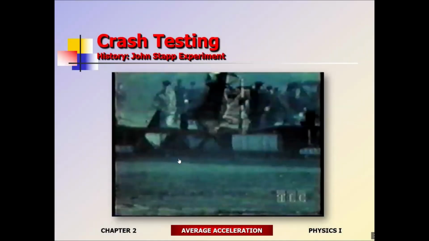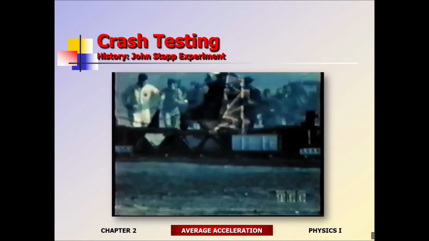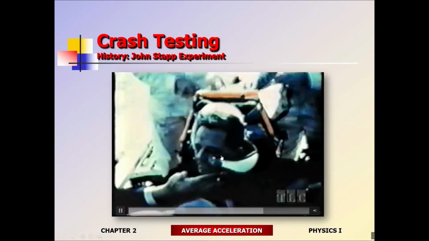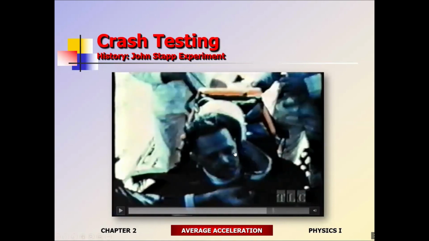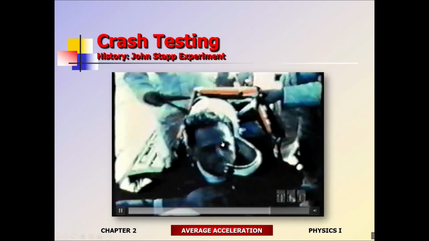So John Stapp was exposed to roughly 20 G's for 1.4 seconds. Did he die or did he survive? No one has ever undergone such a test before or since. Obviously he's alive, except he couldn't see anything. And there's a reason why he couldn't see anything, because his retinas got detached.